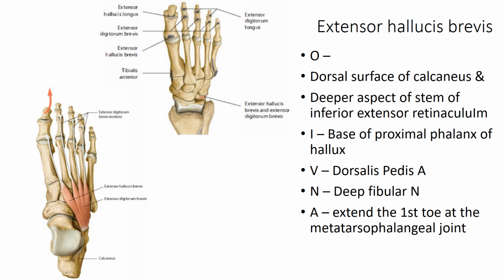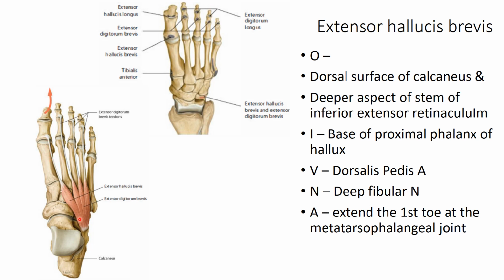And just deeper to that, there are two muscles, though they are integrated and can be seen as the muscle which is known as extensor digitorum brevis with a medial slip which is going to the hallux, and this medial slip is known as the extensor hallucis brevis. So first is this extensor hallucis brevis.